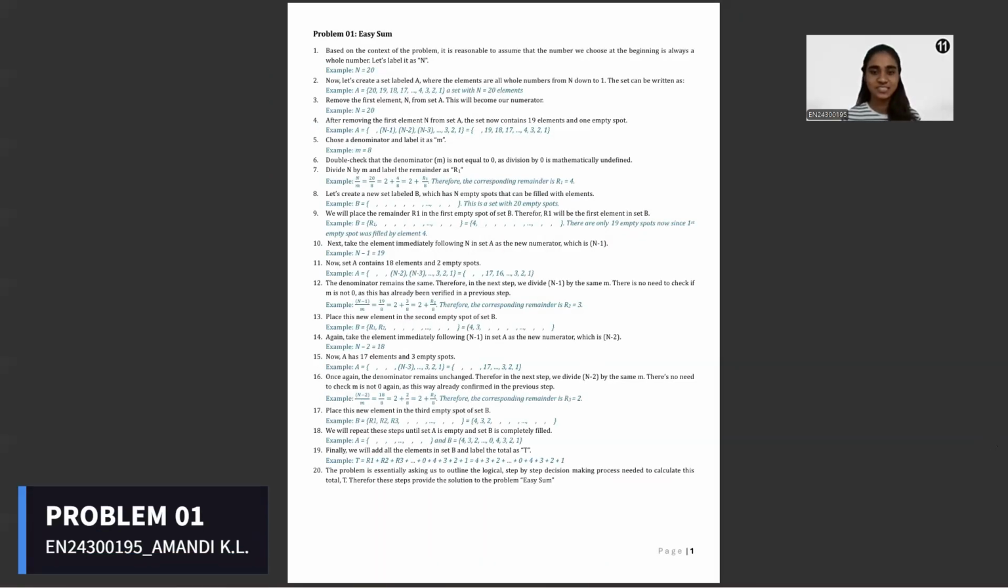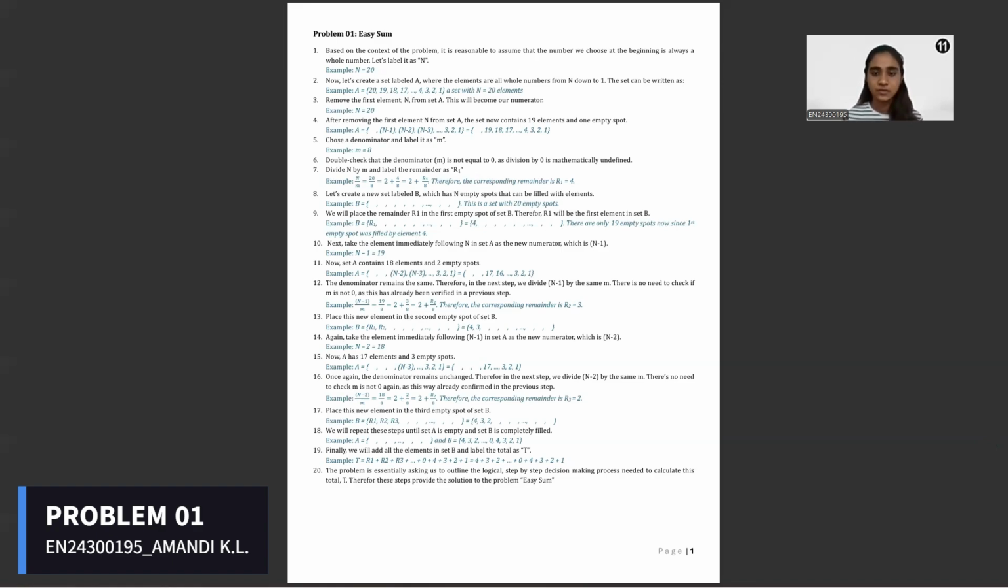The decision process begins with selecting a whole number n. From this, we create set A containing all whole numbers from n down to 1. The first number n becomes the numerator, and we choose a denominator m, ensuring m is not 0. We divide n by m to get a remainder r1, which is placed in new set B.